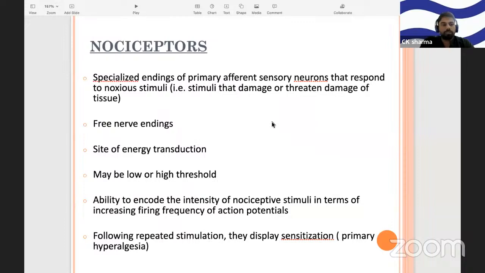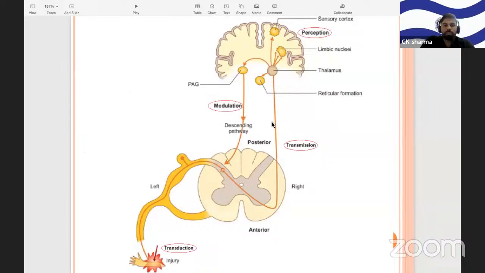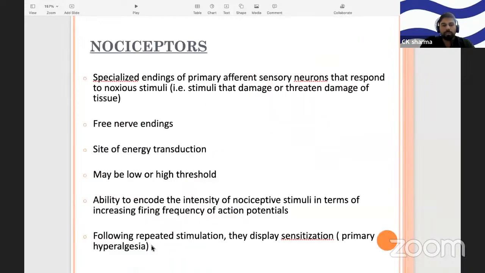So we'll be discussing the nociceptors first. These are specialized endings of the primary afferent sensory neurons that respond to noxious stimuli, and they are free nerve endings. It is the site of energy transduction. So when the injury occurs, this injury is converted to electrical energy by these nociceptors. They may be low or high threshold, with the ability to encode the intensity of stimulus in terms of increasing firing frequency of action potentials. Following repeated stimulation, they display sensitization. So basically, there is primary hyperalgesia when we provide repeated stimulation on these nociceptors.